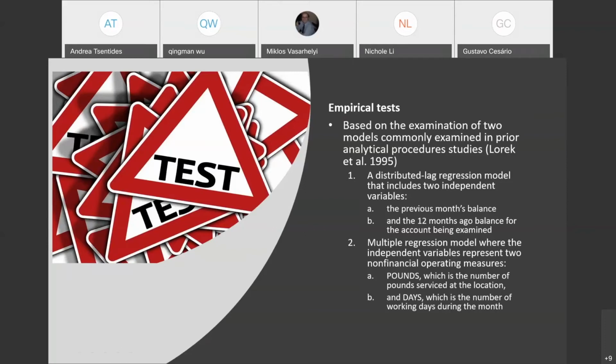So those independent variables were the previous month's balance, and the other one was the balance 12 months ago, of the account being examined. The other model was a multiple regression model where the independent variables represent two non-financial operating measures. So the first one was a little bit more traditional of what used to be used in analytical procedures. The second one is more to what the profession, I guess, is leaning towards, using non-financial operating measures. In this example, they use the pounds, which is the number of pounds serviced at the location, and days, which is the number of working days during the month.